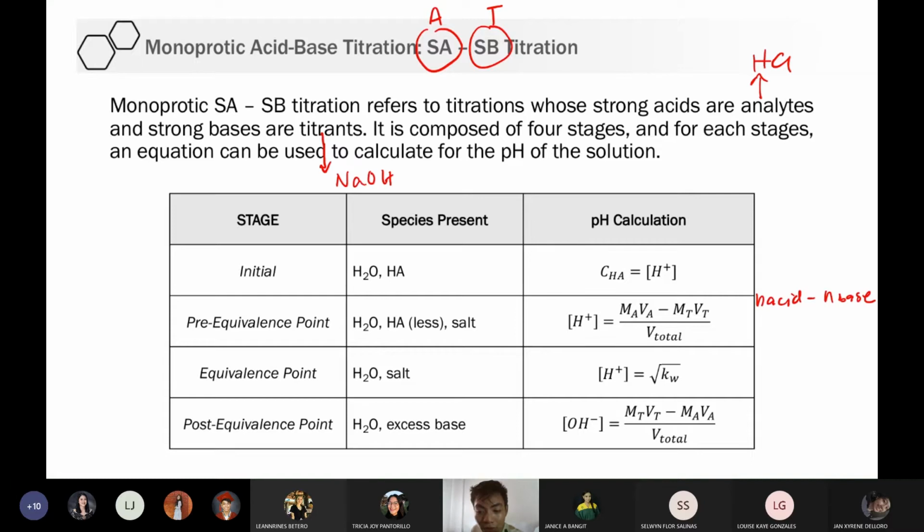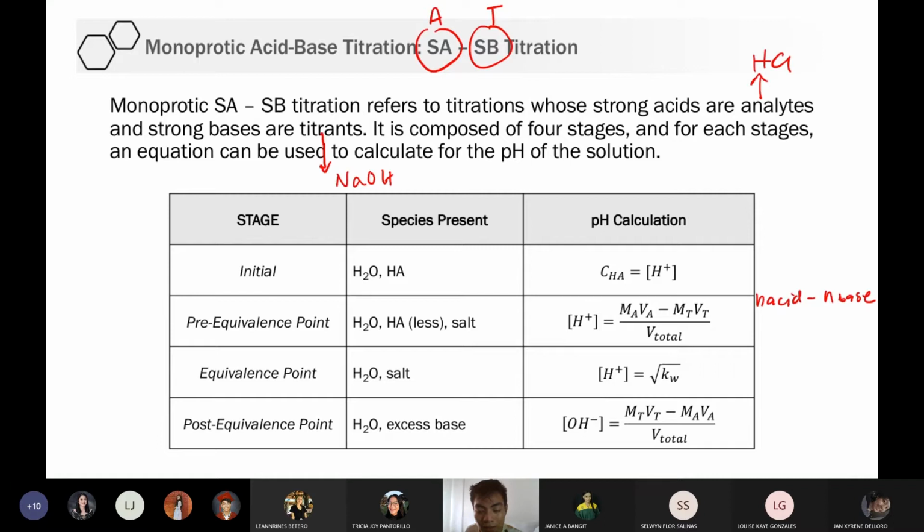And what is the pH of water? In neutral solution, 7. Bakit? Because of this. Square root of Kw. Okay? 'Di ba? Naalala nyo? Ano yung pH ng water at neutral solutions? 7. Okay?